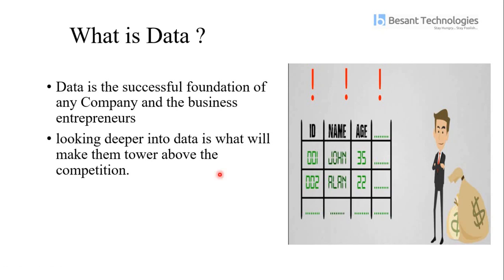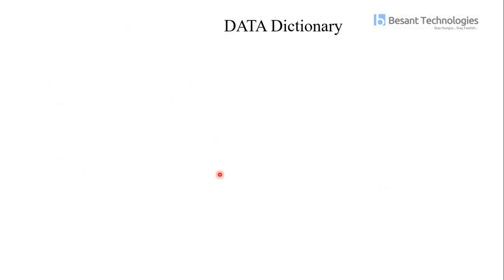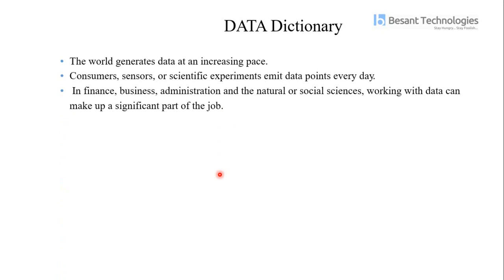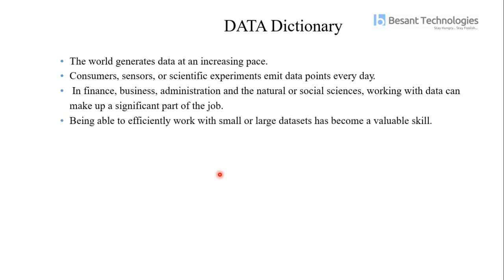The next question is what are the fields that are available in our data dictionary? The world is generating data at an increasing pace. Every second we are getting data from consumers, sensors, even from scientific experiments. This data is very important for finance, business, administration and the natural or social sciences. Working with this data can make up a significant part of the job, so being able to efficiently work with small or large data sets has become a valuable skill.